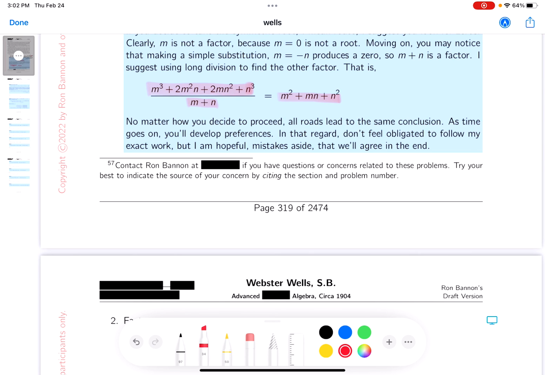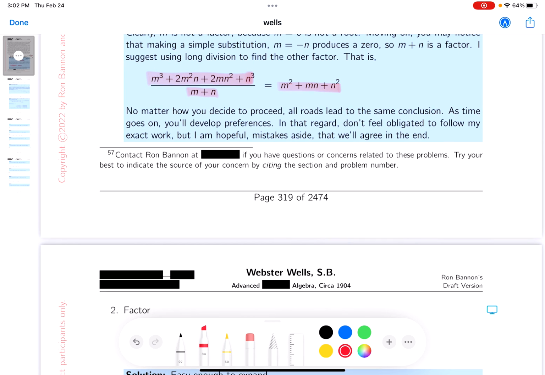I would say this, though, don't feel obligated to follow my exact work. But I'm really hopeful, mistakes aside, that we can agree in the end what the answer is.